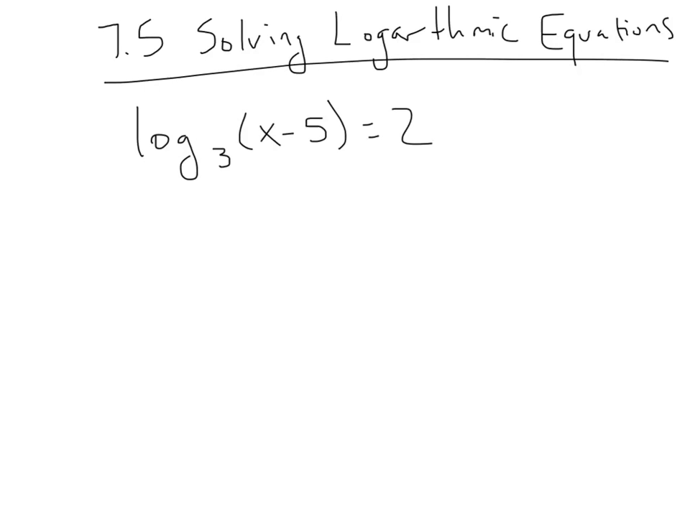So the first flavor is this very basic type that we've actually already looked at in class, where we just have a logarithm that's equal to a number, and we can just translate this into an exponential and solve. So this says 3 to the second power is x minus 5, 3 squared is x minus 5, 9 equals x minus 5, and so x equals 14. So that one's pretty straightforward.